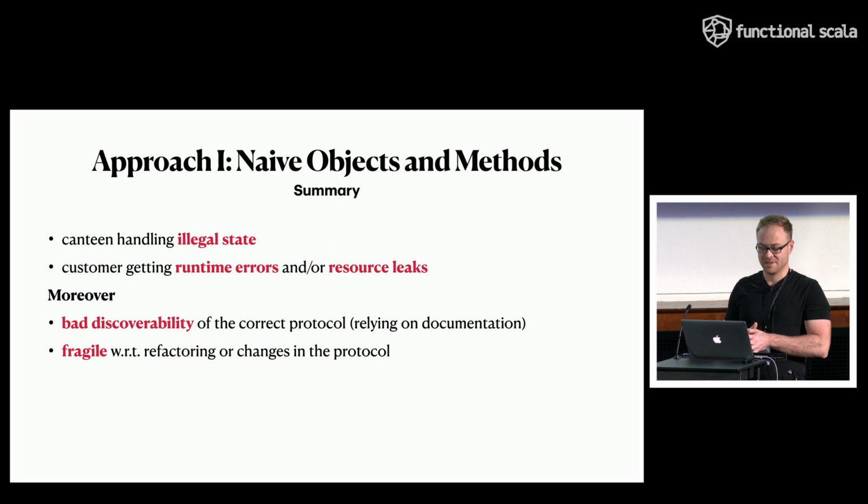So it was pretty bad, right? Dealing with illegal state, runtime errors, resource leaks, and on top of that, how would we discover what the correct protocol of interaction was? We would have to study documentation, but it either does not exist or is vague and outdated. And even after we arrive at the correct usage of the interface, our code will remain fragile with respect to modifications, like anything that's not captured by the type system.